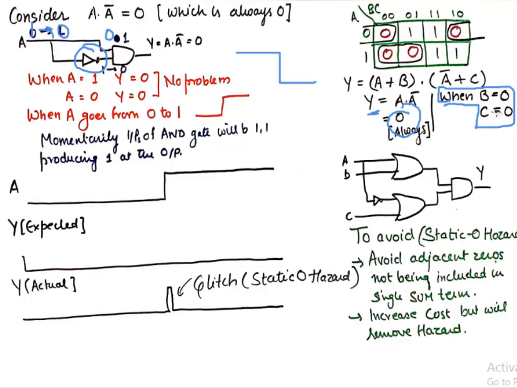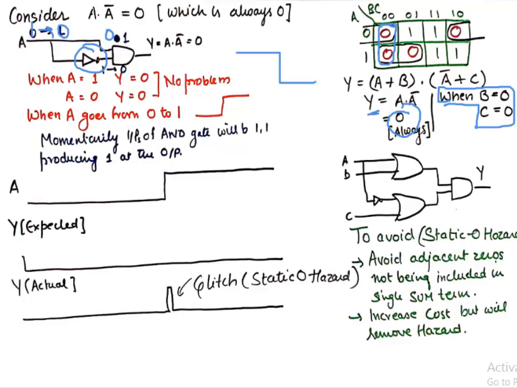So how do you avoid static 0 hazard? Again, the answer is similar. You must avoid adjacent 0s not being included in a single sum term. So if there are adjacent zeros, these two are adjacent zeros but are not included in a single sum term, so you must include them in a single redundant sum term now. And that will increase the cost but will remove the hazard.